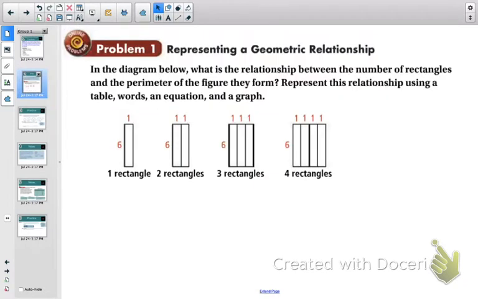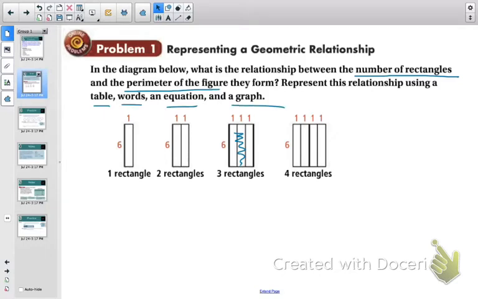So this one says, in the diagram below, what is the relationship between the number of rectangles and the perimeter of the figure they form? So our two variables we're looking at are the number of rectangles and the perimeter of the figure. Now if you remember, perimeter just means you're adding up all the outsides. So if you look at these rectangles put together, we're ignoring all this stuff on the inside because the perimeter is just looking at the outside. Represent this relationship using a table, words, an equation, and a graph. So four things we have to do here.